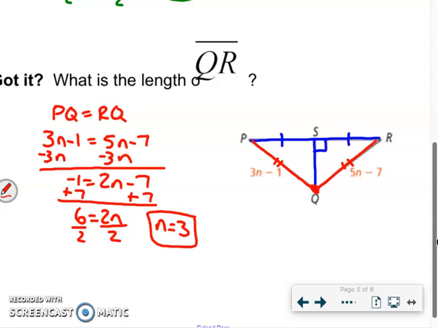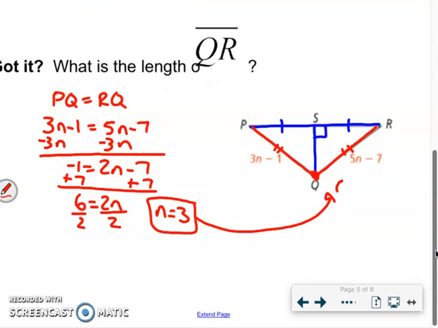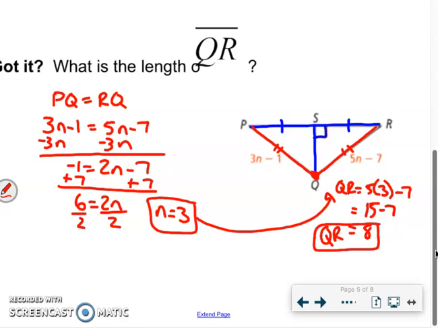They want the length of QR, which is 5 times n minus 7. So QR equals 5 times 3 minus 7, since we decided that n was 3, which means we have 15 minus 7, or a total of 8 for QR. If we plug into the other one, we get 3 times 3, or 9, minus 1, which is also 8. That's kind of the first half of the lesson today.